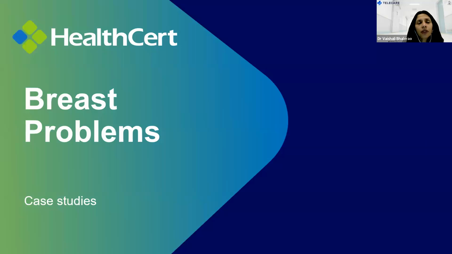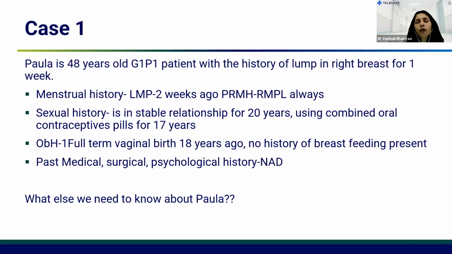So case 1, Paula is a 48-year-old G1P1 patient with a history of lump in the right breast for 1 week. Menstrual history, last menstrual period was 2 weeks ago. Past menstrual cycles were regular. Sexual history, she's in a stable relationship for 20 years, using combined oral contraceptive pills for 17 years. Obstetric history, 1 full-term vaginal birth 18 years ago. No history of breastfeeding. Past medical, surgical, psychological history is not significant.